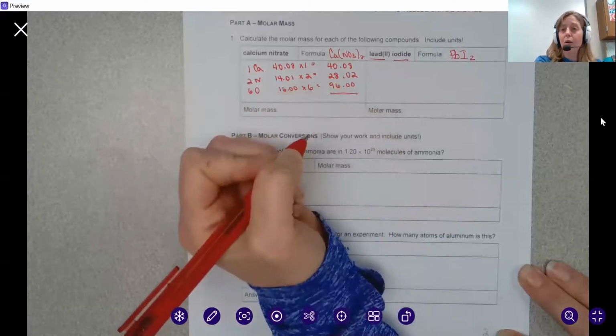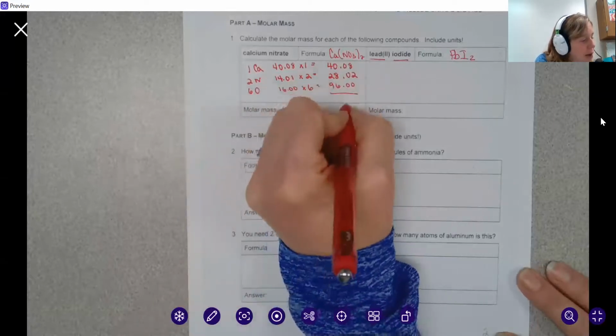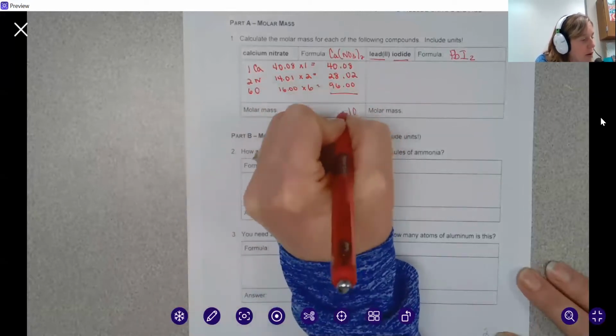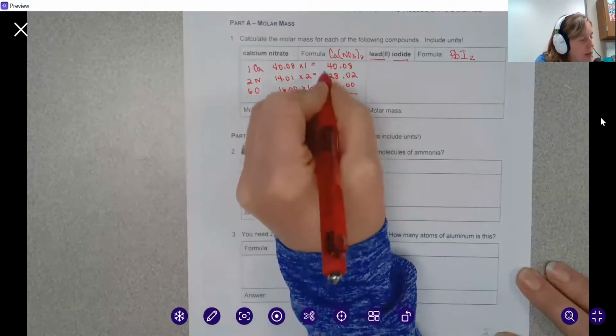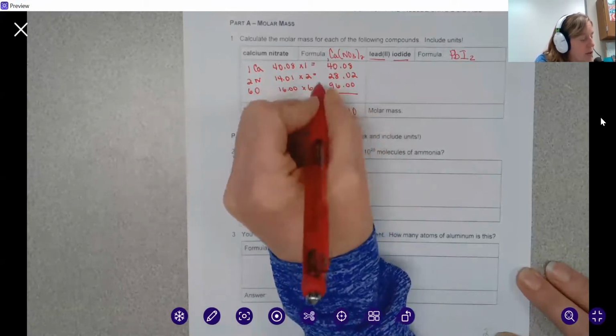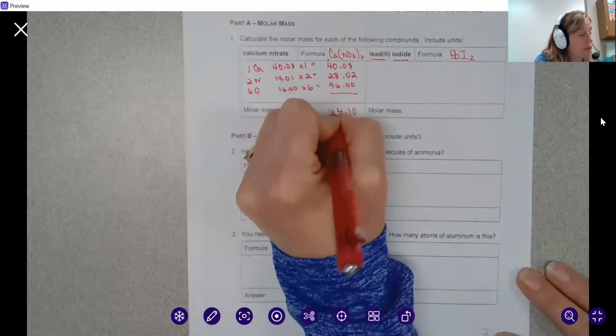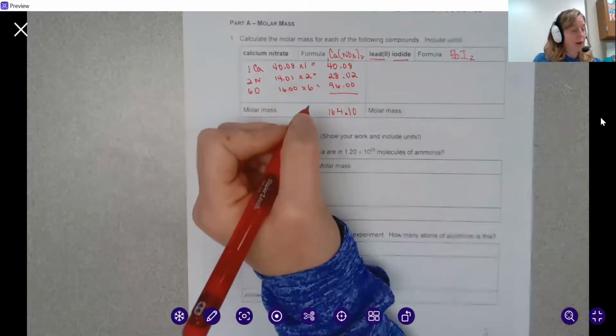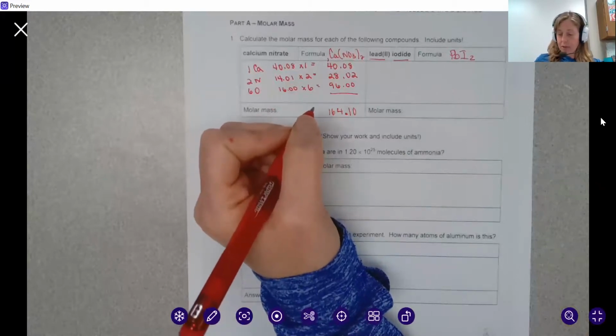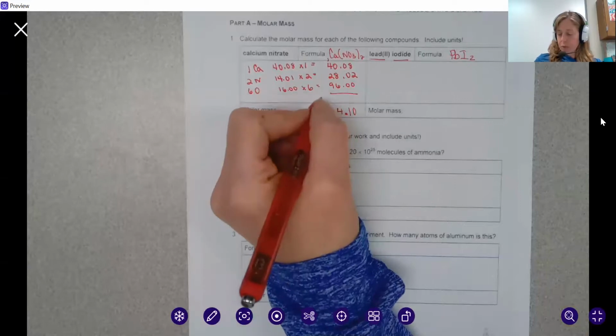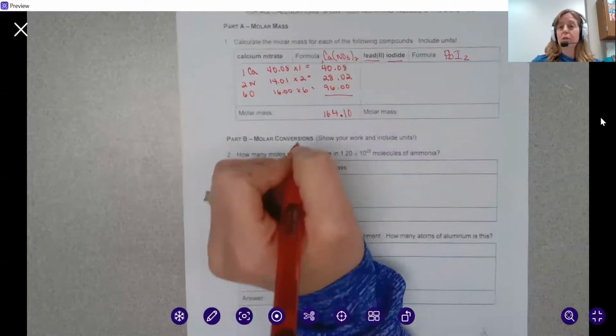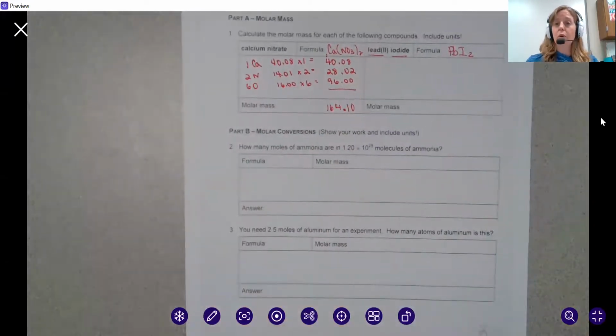Now I'm going to add all of these together, okay? So that should be 164.10. Now I'm going to check my mental math here. We had 40.08 plus 28.02 plus 96, and that's going to give you 164.10. And that's your molar mass for calcium nitrate. Very easy. You just look on the periodic table and multiply by how many you have of each one, and then add them all together.